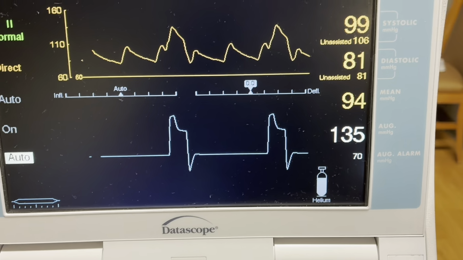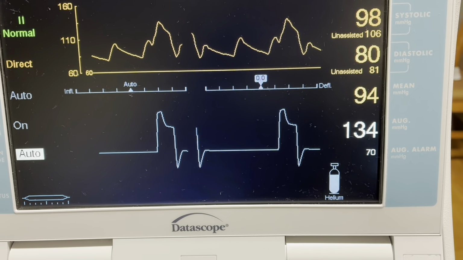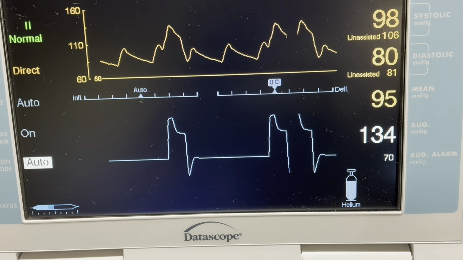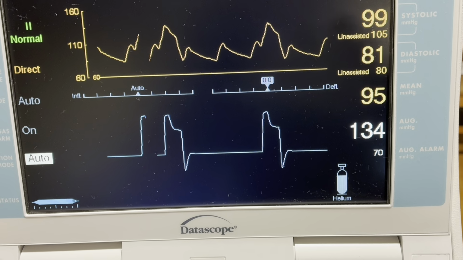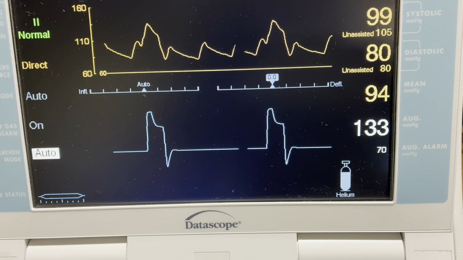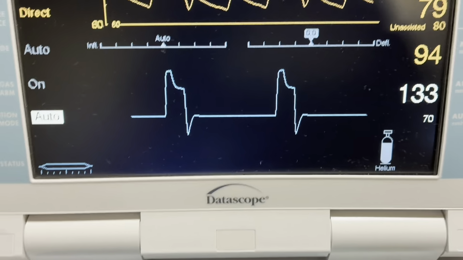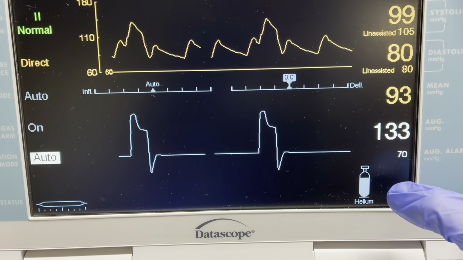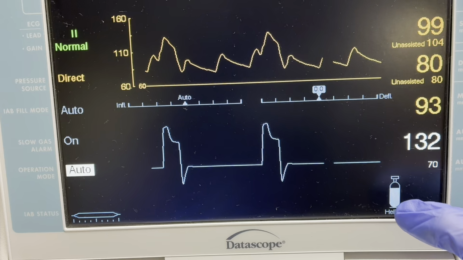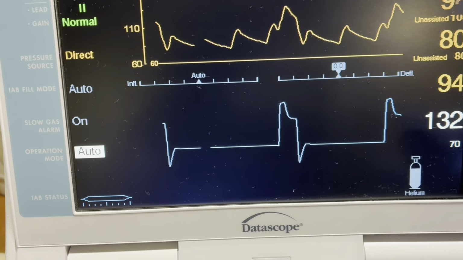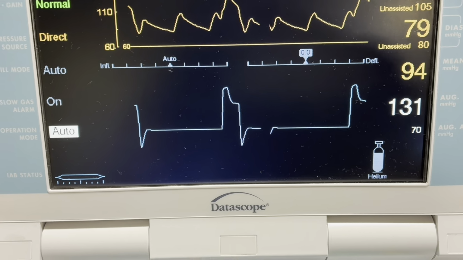And you see the augmented pressure here, which is 134. So that's the actual peak pressure inside your balloon. So that's 133. And you see the sign here. This is actually your helium tank. So it's just giving you a level of the helium in the tank.